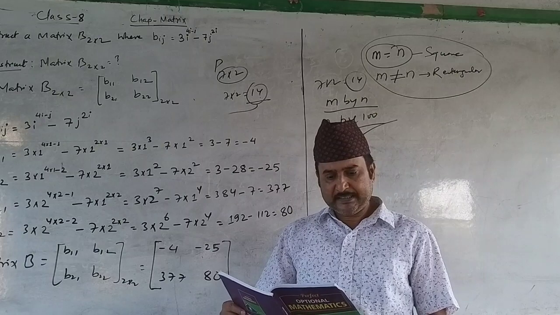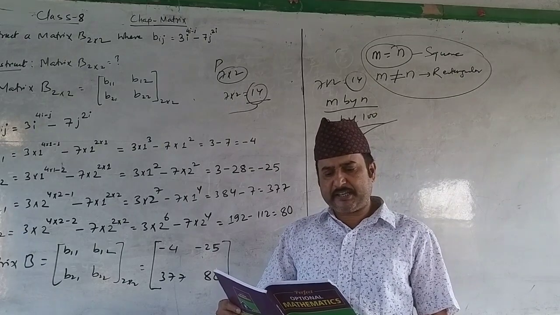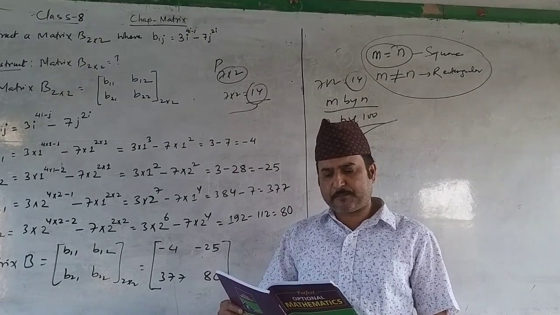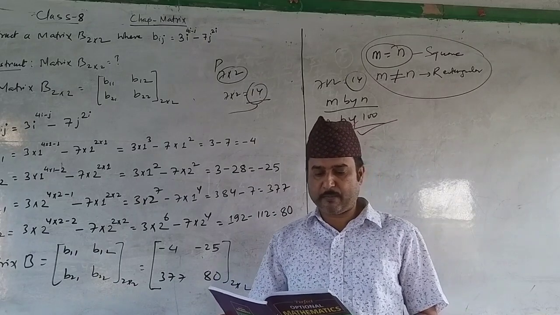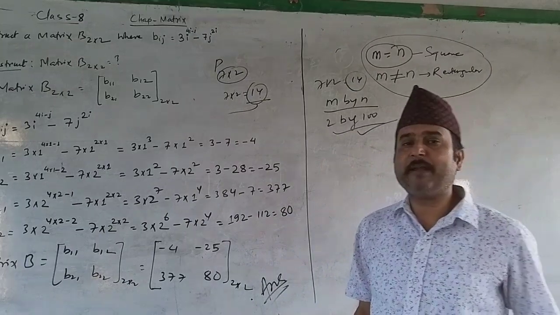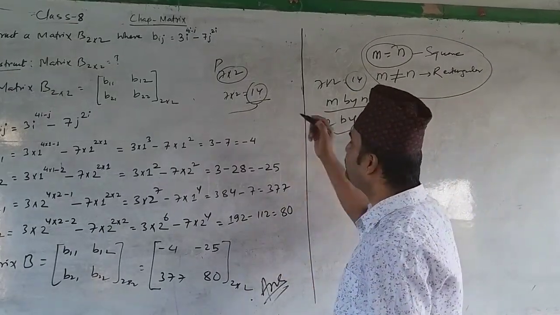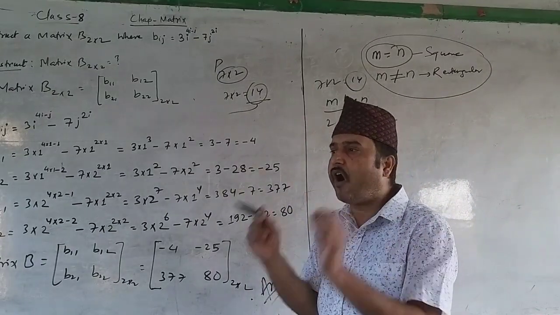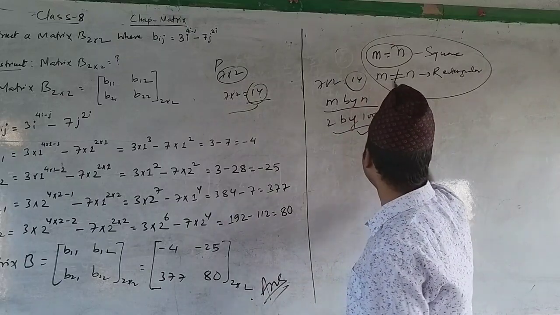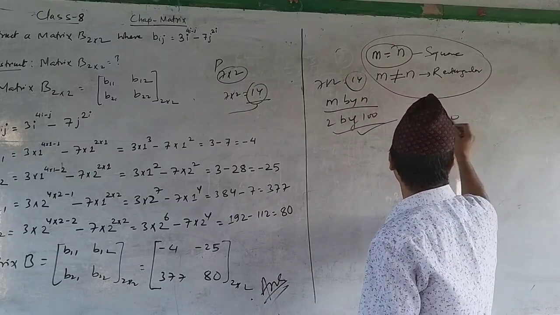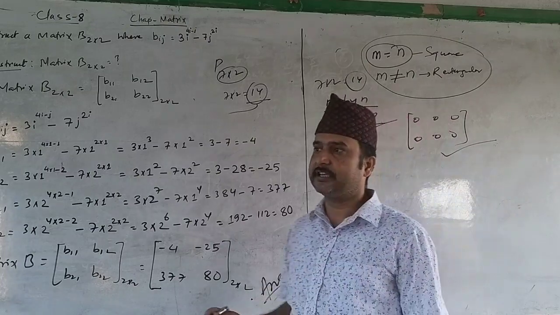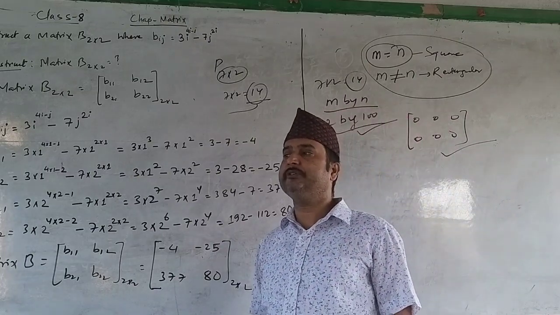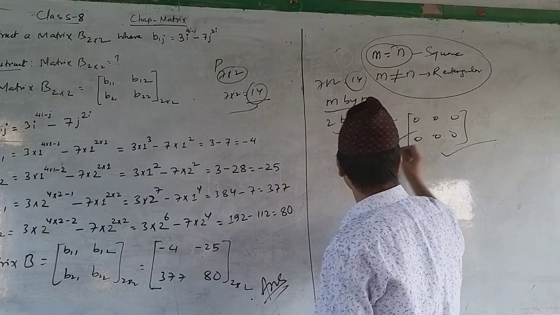Now, question number 8. Identify the unit and zero matrix from the following matrices. Okay, unit matrix and zero matrix. Zero matrix means a matrix having all elements 0, like 0, 0, 0, 0, 0, 0. This is a null matrix or zero matrix.